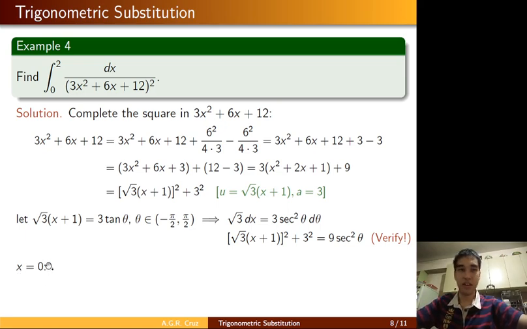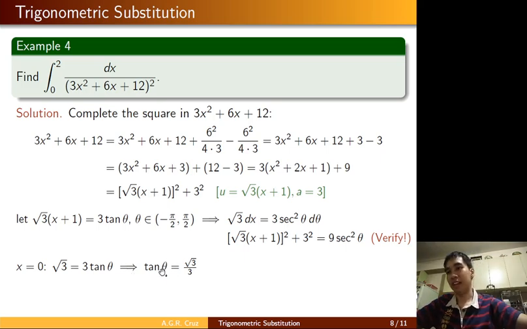So to get the corresponding limit for theta, let's consider again this equation. When x is equal to 0, if you replace x by 0 here, you get 0 plus 1, that is 1. Okay? And then times square root of 3, you get square root of 3 on the left. That's now equal to, of course, 3 tangent theta. Okay? And then when you divide by 3, you get tangent theta equals square root of 3 over 3.